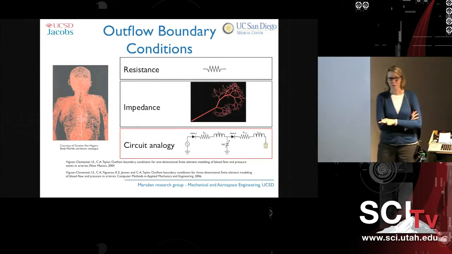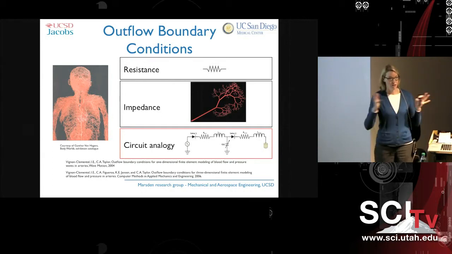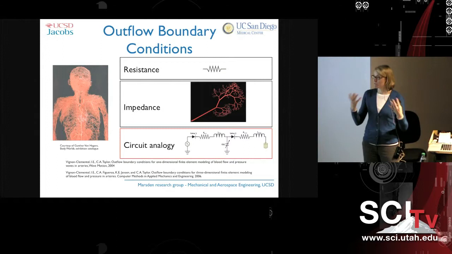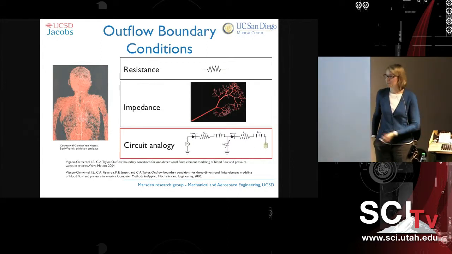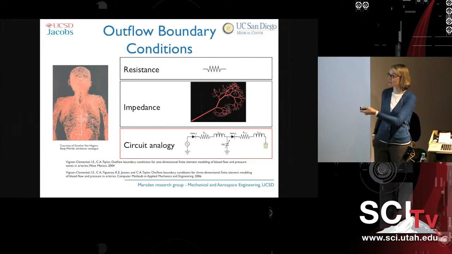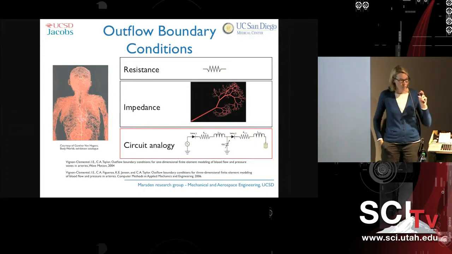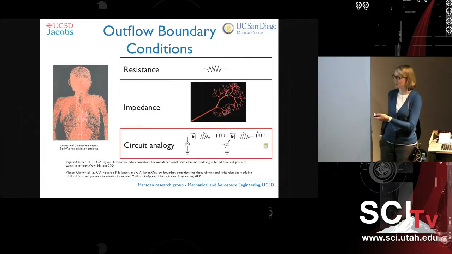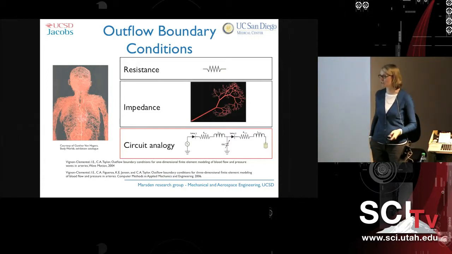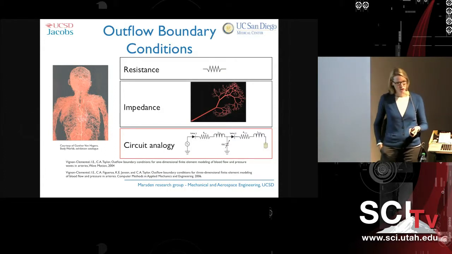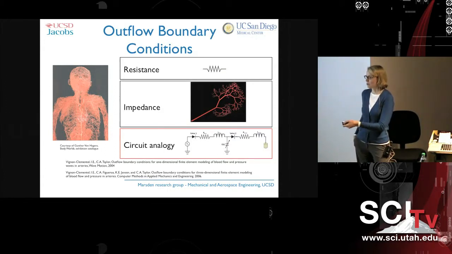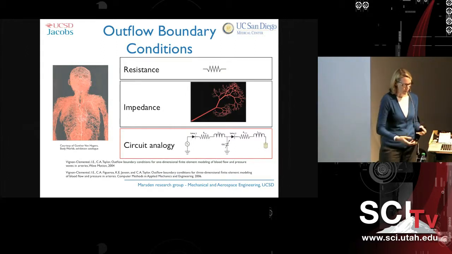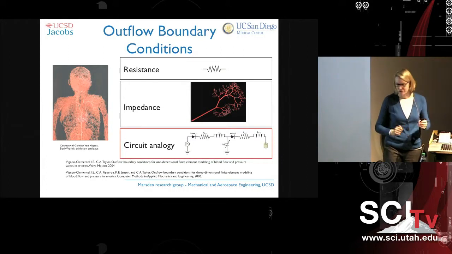Okay, so when we prescribe outflow boundary conditions in our 3D models, we've mostly been looking at these three choices. You can impose a simple resistance, like the example that I just showed you, so imposing a ratio of pressure to flow. You can impose an impedance condition that allows you to model wave propagation more accurately than the resistance case. Or what we've been doing lately is to use a circuit analogy. And so you construct a lumped parameter model out of these various circuit components that you put together. And you can then model the circulatory system as a closed loop.